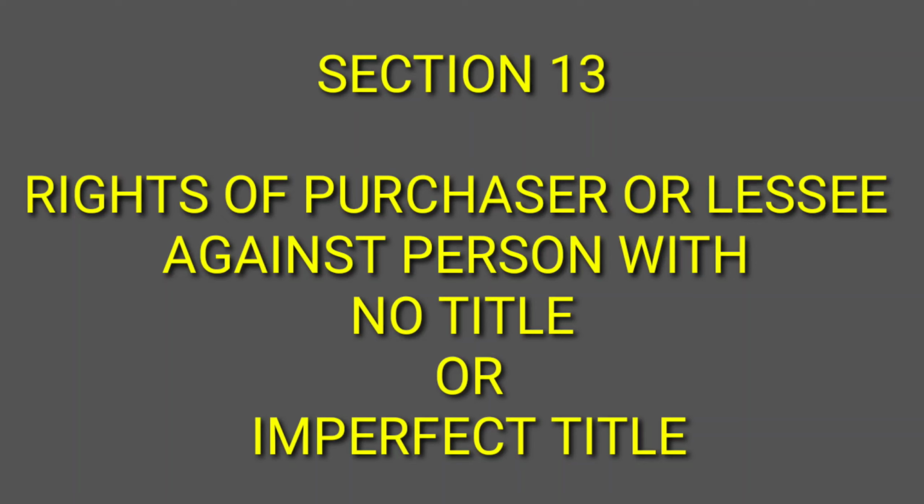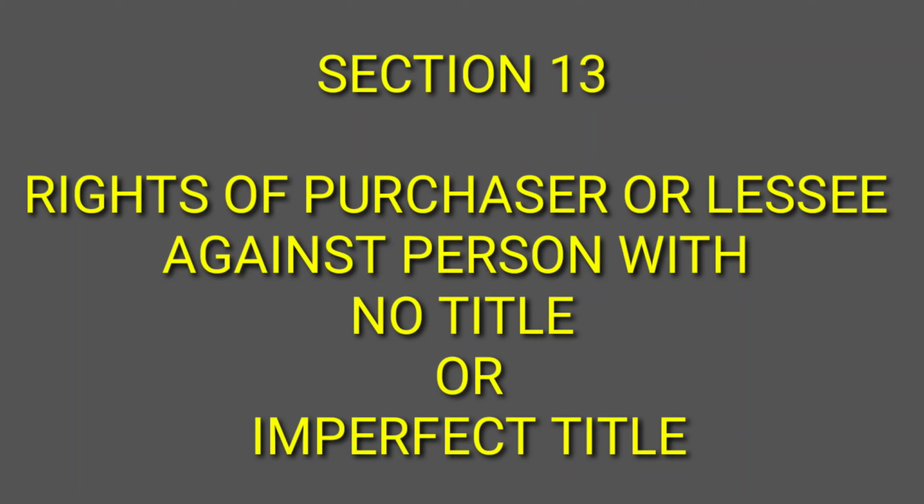So Section 13 basically talks about the rights of a purchaser or lessee against a person with no title or imperfect title. That means Section 13 deals with the rights of a purchaser or lessee in respect of such parties to a contract who have no title in the property or whose title is incomplete. No title is in itself a clear term, there is no ambiguity in it. No title means no authority to sell or to give it on lease. And imperfect title means the title is not complete.